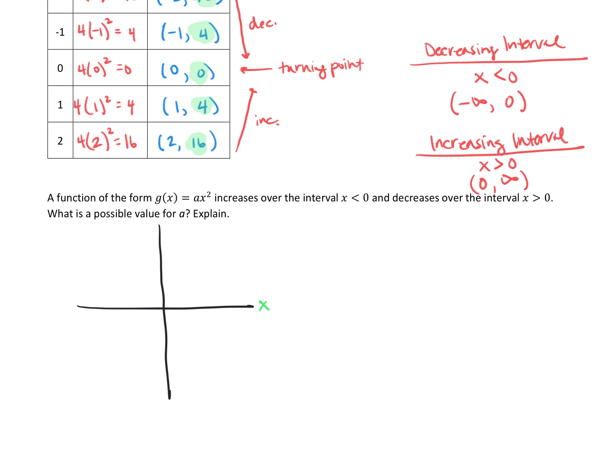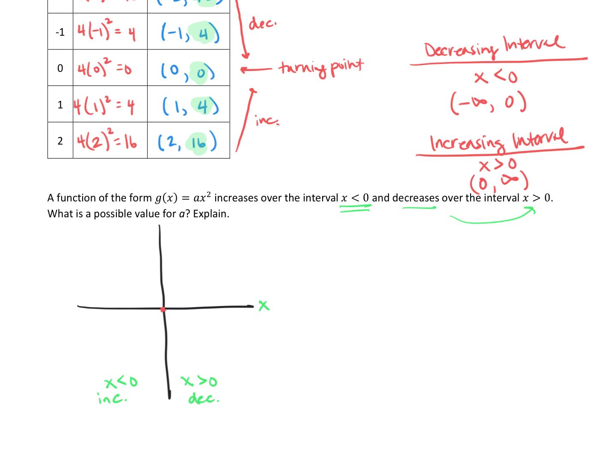We're going to focus on the x-axis. Now when x is less than 0, that's over on this side, and it says that the function is increasing over here. And then our function is decreasing over the interval x is greater than 0. Well, x's are greater than 0 over on this side, and that's where our function is decreasing. Now we know that it is a parabola because of the x squared. It's a quadratic function, and it's going to go through the vertex.